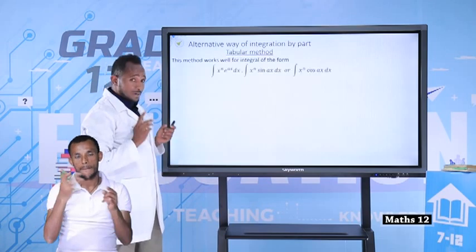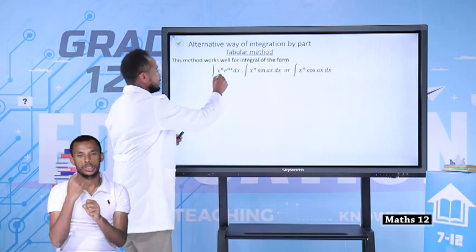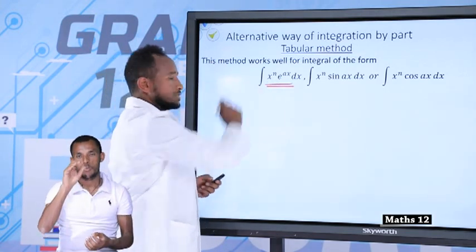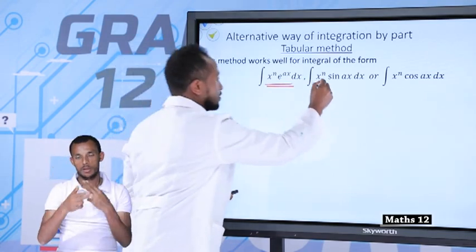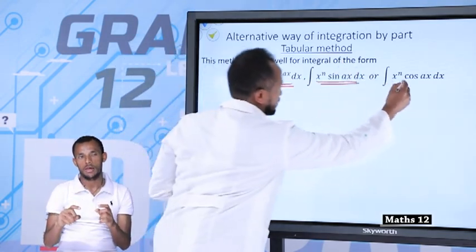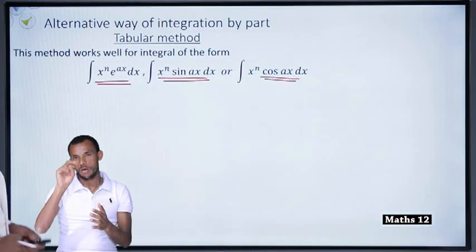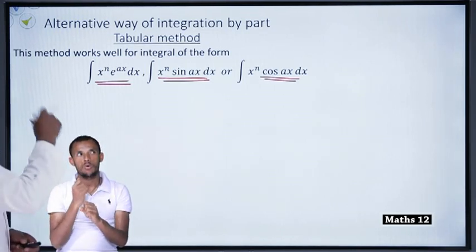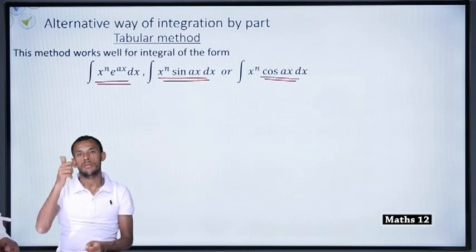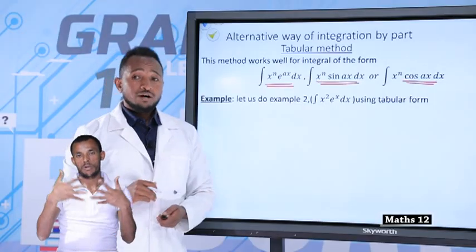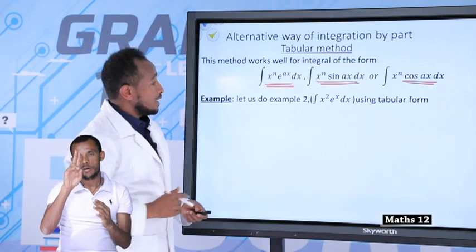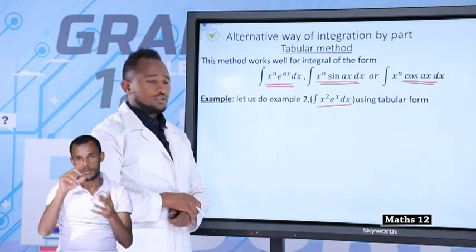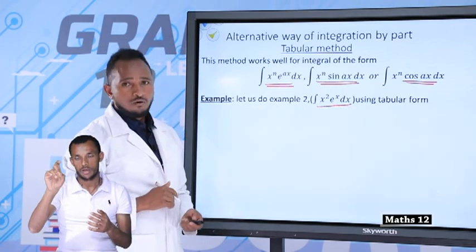By the way, this method works for functions of the form polynomial times exponential function or polynomial times trigonometric function. If you face such types of functions, you can easily apply this tabular method for integration. Let's see this tabular method using the previous example, the integration of x squared e raised to x dx, using the tabular form.